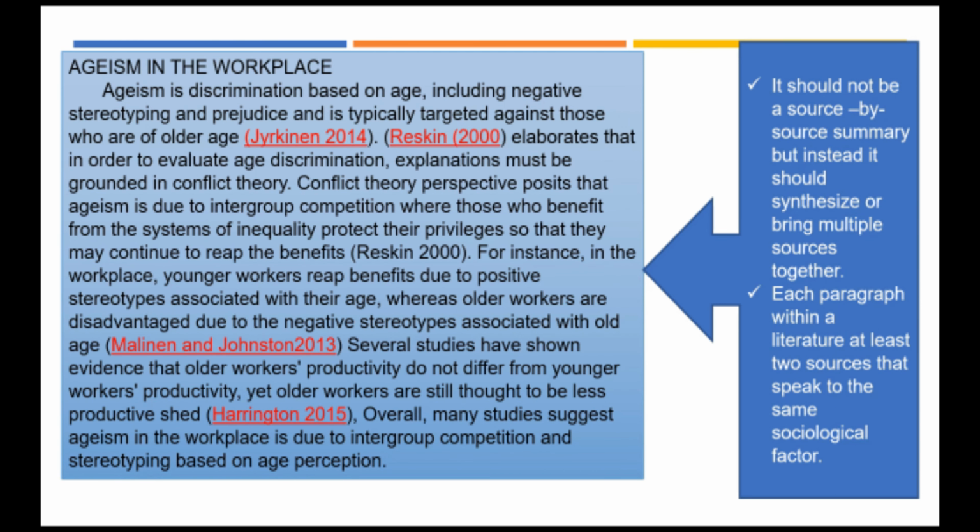In this part, a literature review can be challenging to write because it should not be a source-by-source summary, but instead should be synthesized, bringing multiple sources together. Each paragraph within a literature review should have at least two different sources that speak to the same sociological factor. Your goal is to highlight the relationship between sources. In other words, the goal is to discover if researchers agree or disagree on a given factor.